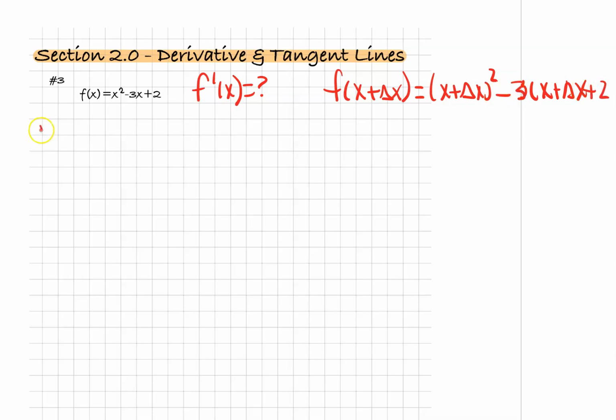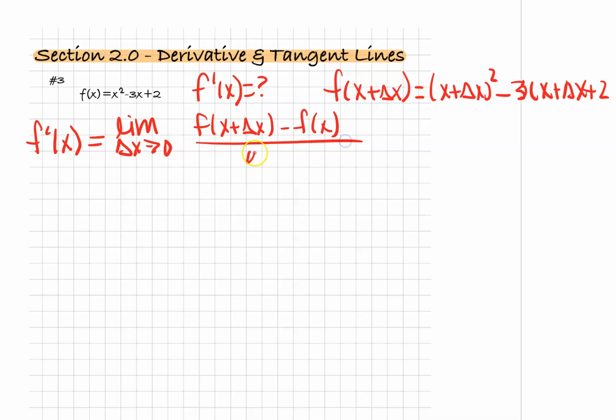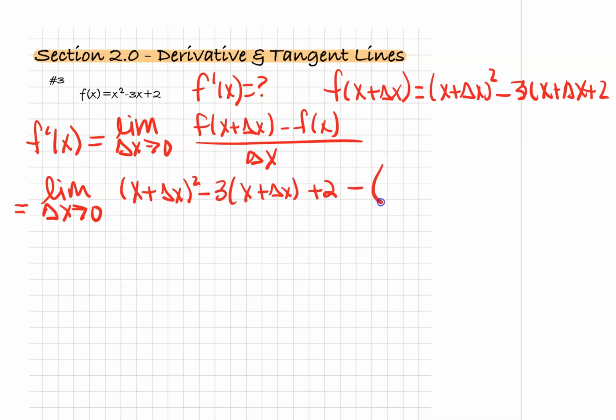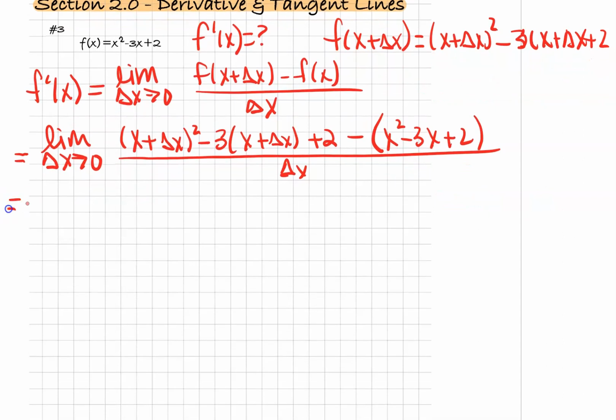Plus 2. So I'm going to write my form. F prime of x is equal to the limit as delta x goes to 0 of f of x plus delta x minus f of x all over delta x. So that's equal to the limit as delta x goes to 0 of x plus delta x squared, this one's a little bit longer, minus 3 times x plus delta x plus 2 minus x squared minus 3x plus 2 all over delta x. And this one's going to be pretty.